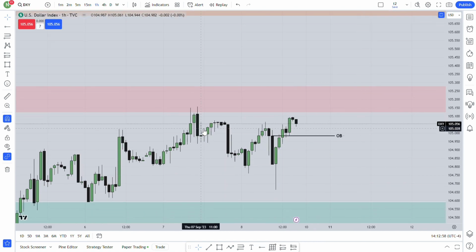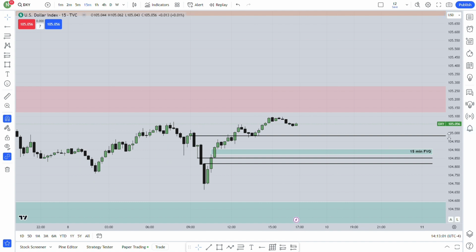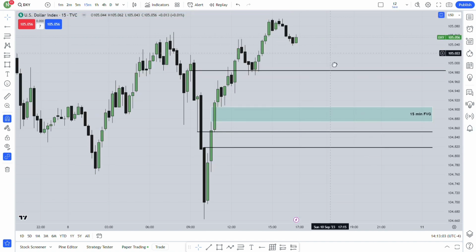So that's all for the hourly chart. Let's go to the 15-minute quickly. So here's the 15-minute chart.